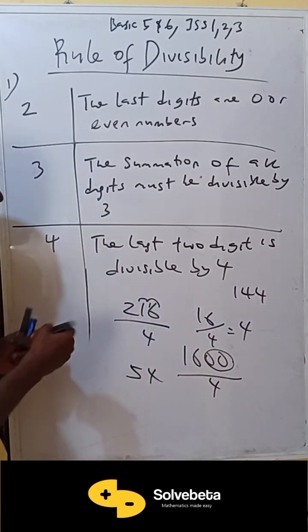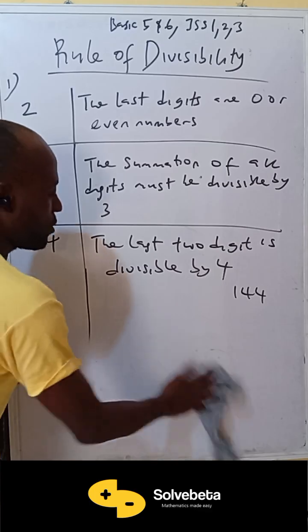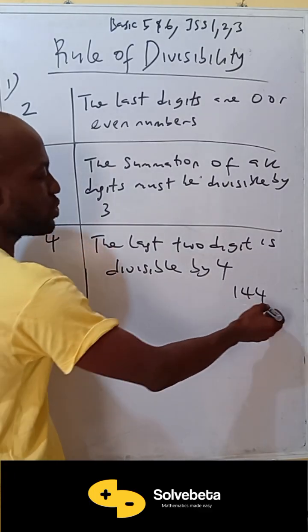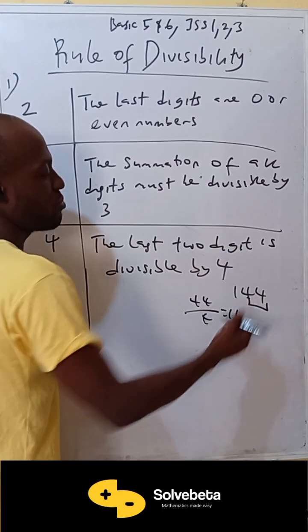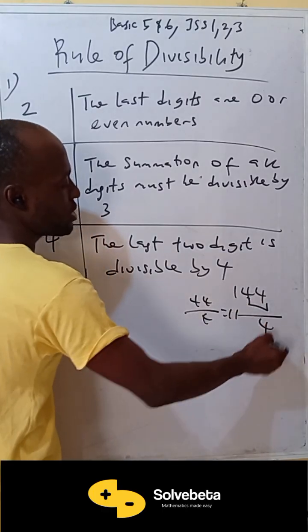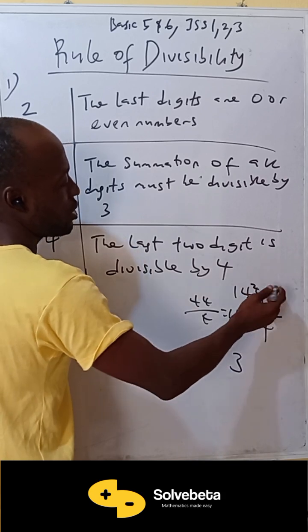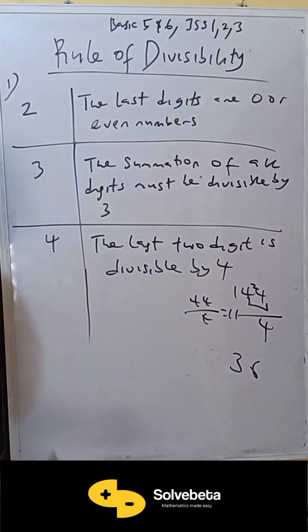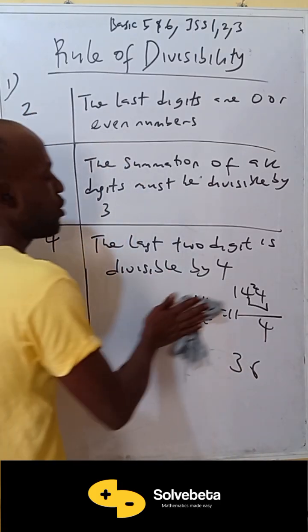Let me take this one. 144. Can 144 be divided by 4? Is it divisible by 4? What's the last 2 digits here? 4 and 4. Can 44 be divided by 4 without remainder? Yes, 11. So it means that 144 can be divided by 4. Let's try it. 144 divided by 4. 14 divided by 4, that's 3, 12. 24 divided by 4 is what? 6. So that's the rule of divisibility of 4.